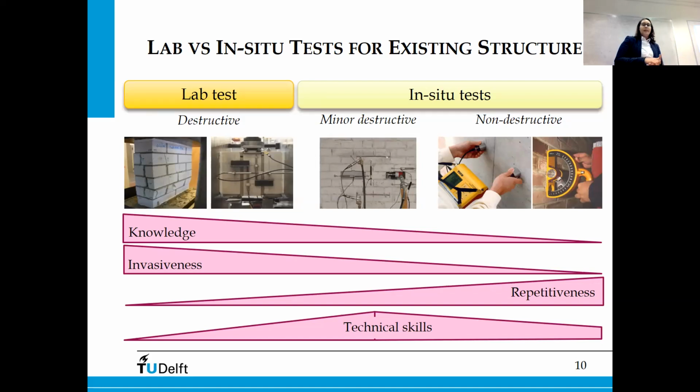Just to give you an example, the flat jack test and the shove tests are very popular in Europe and the US, but they were not so popular in the Netherlands. And we also tried to use this type of test to evaluate shear property in masonry buildings, in housing buildings.